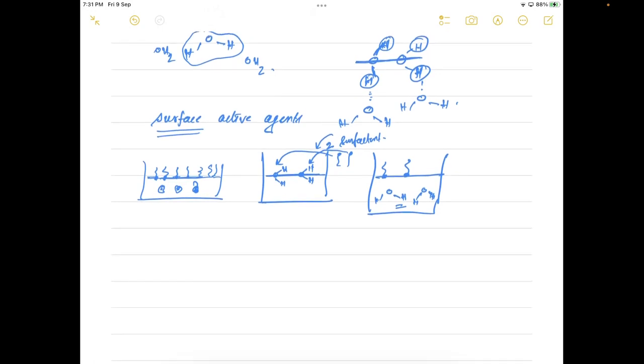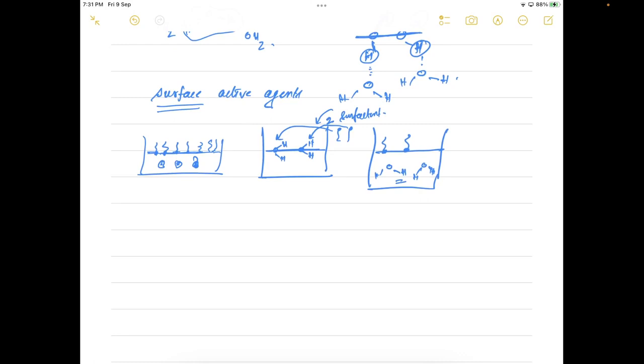After CMC, what will happen? At CMC all the surfactant molecules will have completely covered the surface, right? So after CMC, if we keep on adding the surfactant molecules, they start to form micelle type structures. After CMC the complete surface is now covered with the surfactant molecules, right?